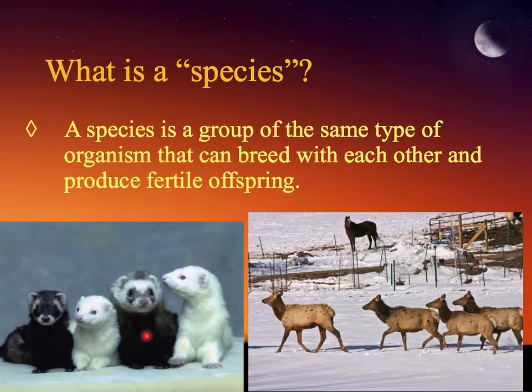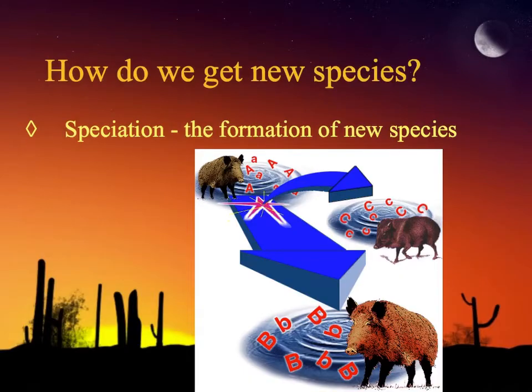Then we have these elk and a horse up here. Obviously, the elk here are a species, and the horse is a different species. These two cannot interbreed, therefore they're not the same type of organism. All right, so the question is, how do we get new species? The formation of new species is known as speciation, all right?